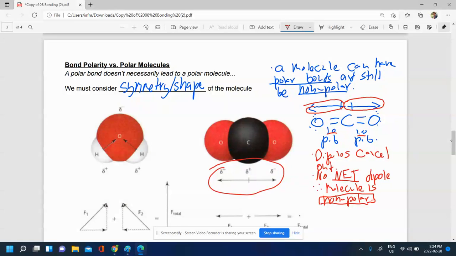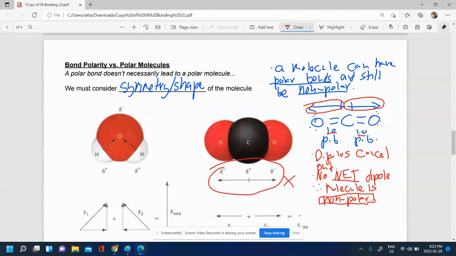These vectors, these arrows, when they go in opposite and equal directions, they cancel out. And because they cancel out, there's no overall direction that the electrons are going in. There's a nice equal distribution, even distribution throughout the molecule.